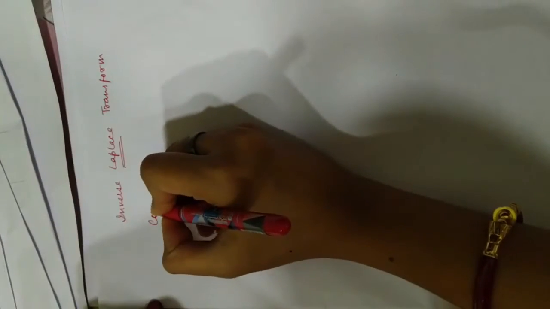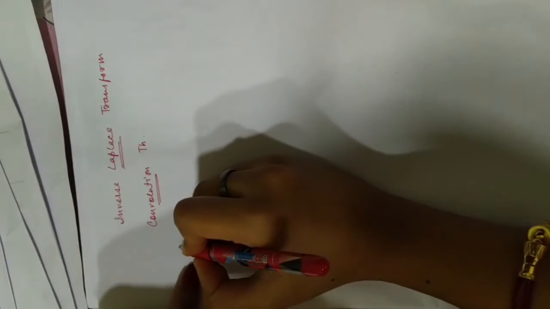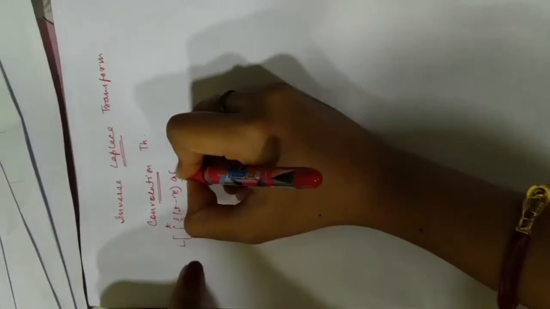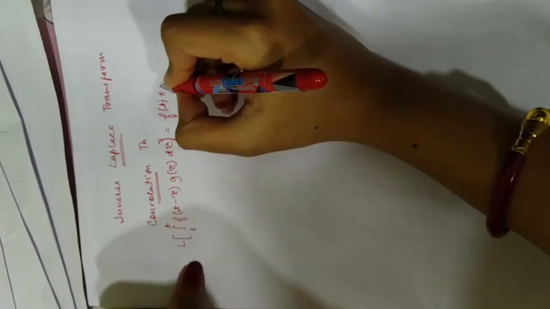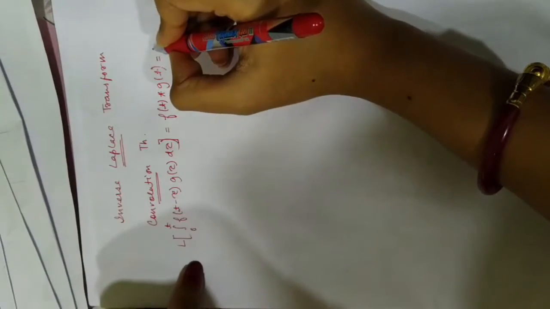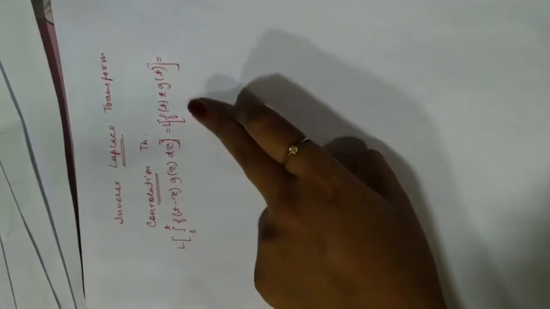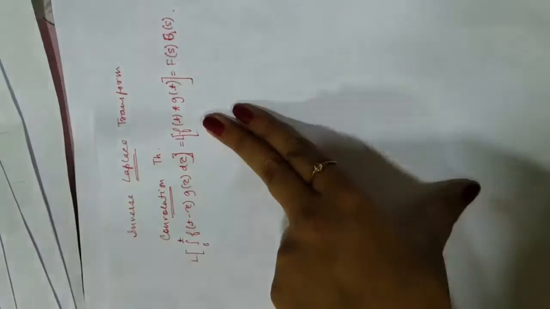Okay, convolution theorem. We will be using the convolution theorem to find the inverse Laplace transform, right? So we have already seen that the Laplace transform of convolution of two functions, f(t) minus tau g tau d tau, we write the convolution like this, is given by the product of the Laplace transform of the individual functions.